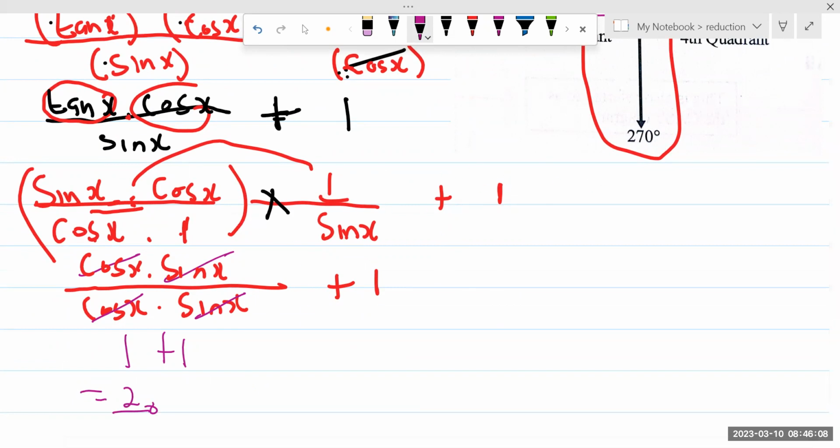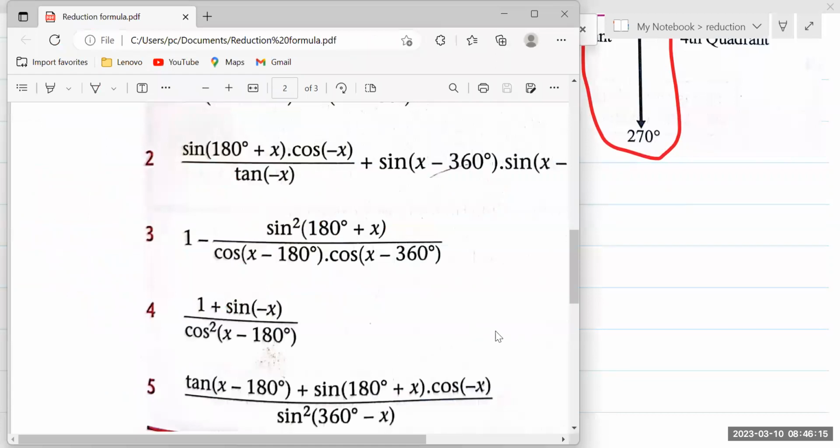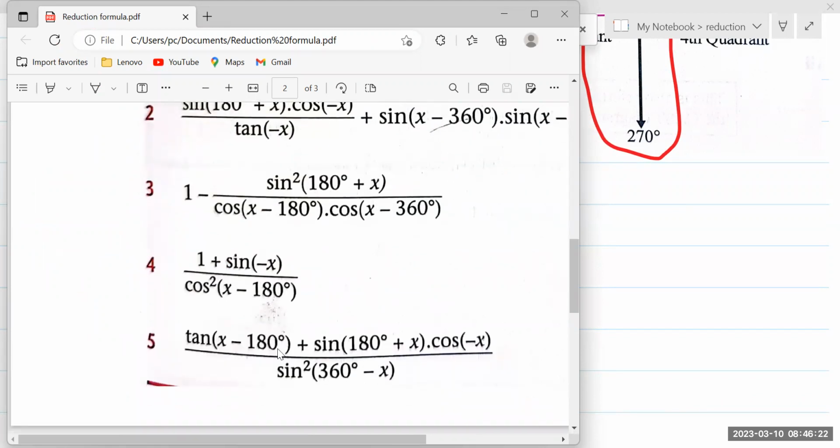Let's look at the following as an activity now. We are going to take number 5 and number 2. We're taking number 2 and number 5.